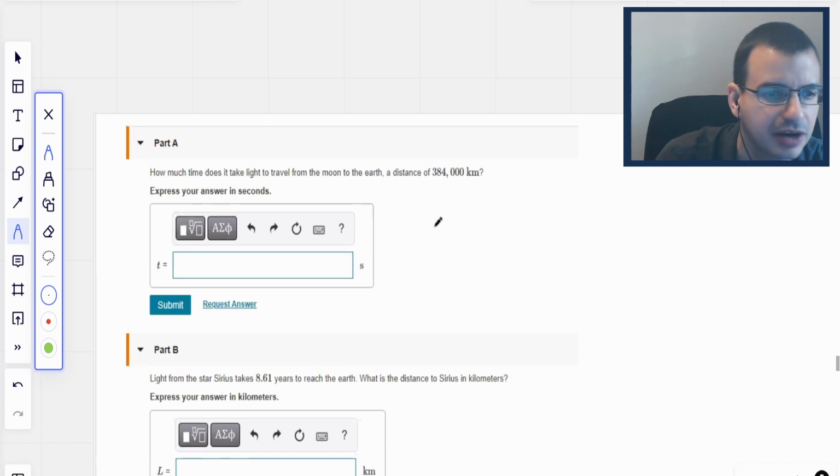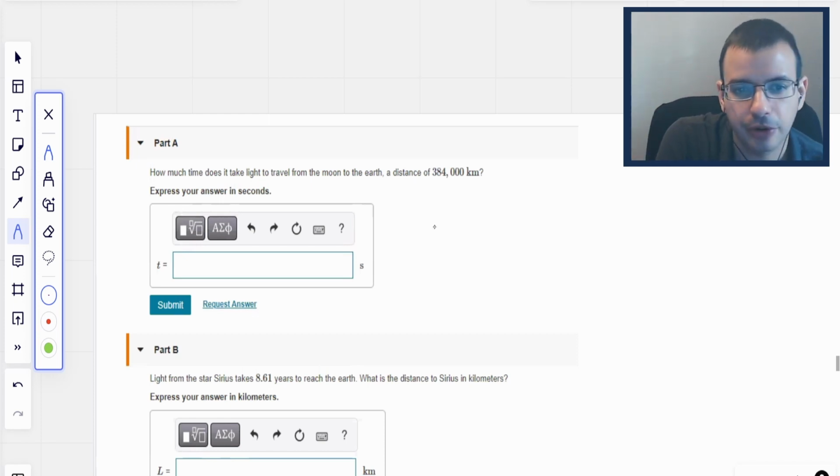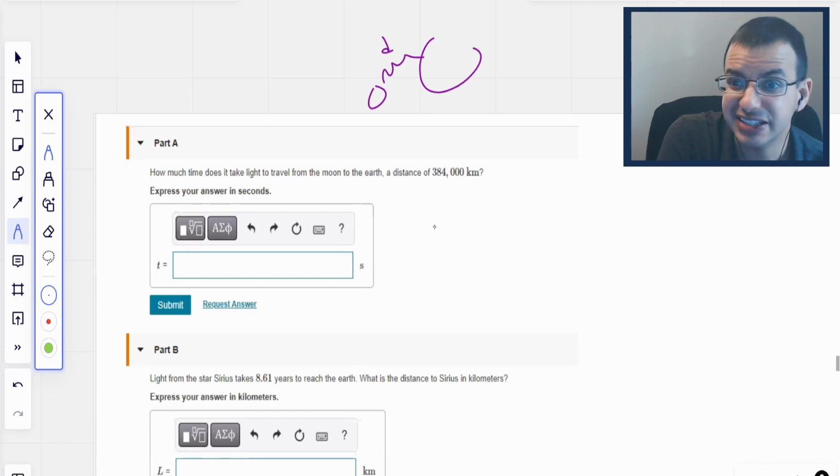How much time does it take for light to travel from the moon to Earth? Distance of 384,000 kilometers. All right, so this will be the moon. This will be Earth. That's supposed to be a little squiggly thing. That's D for distance. We're going to use old reliable: velocity equals distance divided by time.